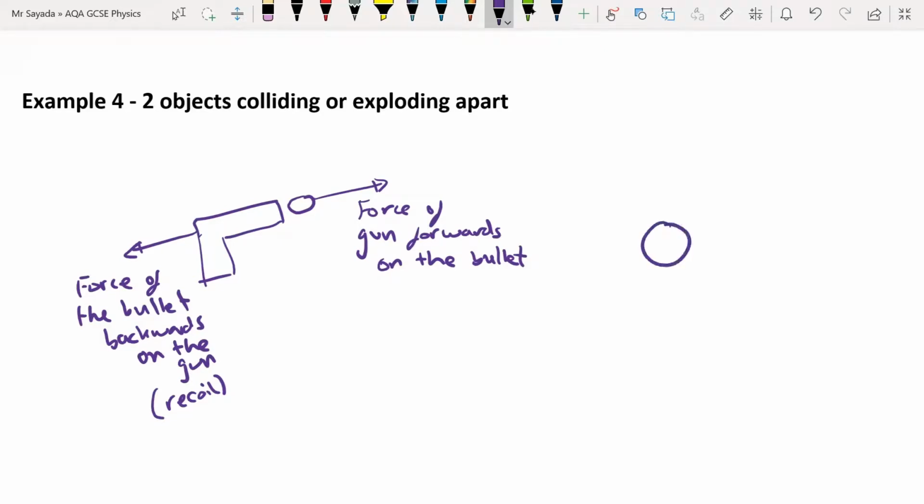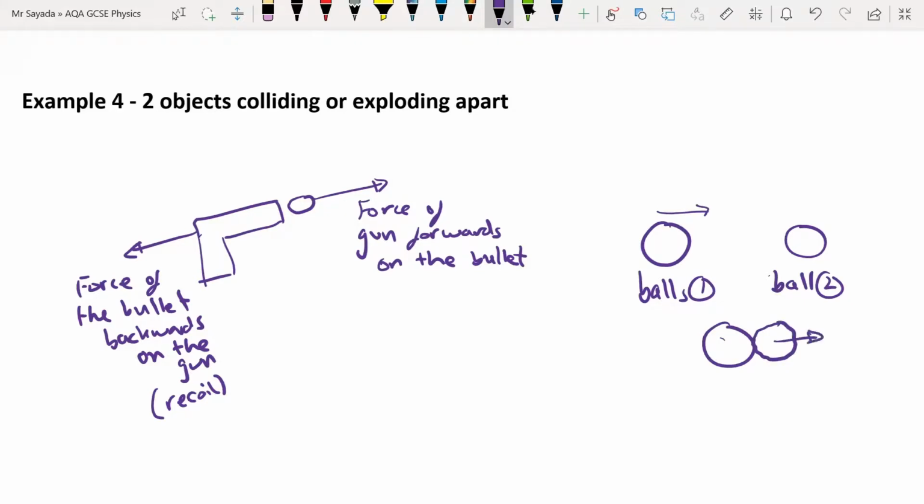So imagine you have two balls, one which crashes into the other. So let's say you're playing snooker and one ball hits the other ball. So there's ball one, here's ball two. So if ball one hits ball two, so let's say ball one is moving to the right and hits ball two. So at the point when they collide, so just when they're touching, there is a force on ball two and there is an equal and opposite force on ball one.